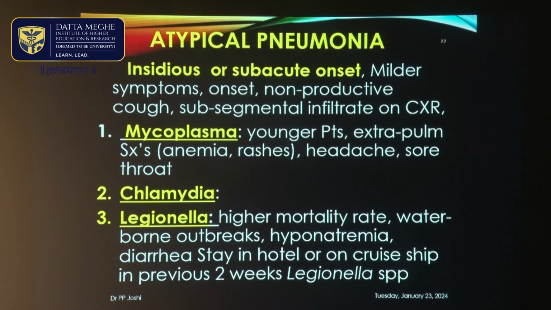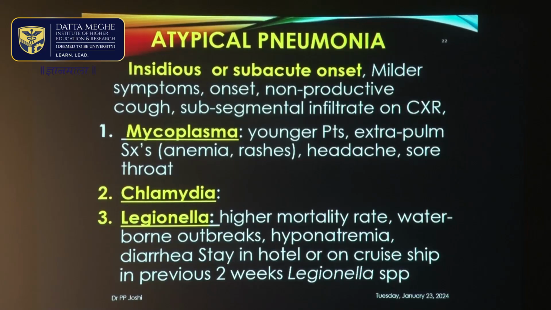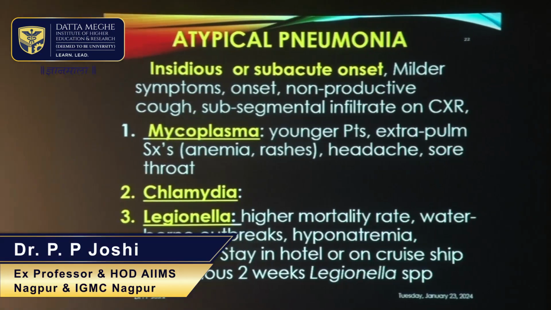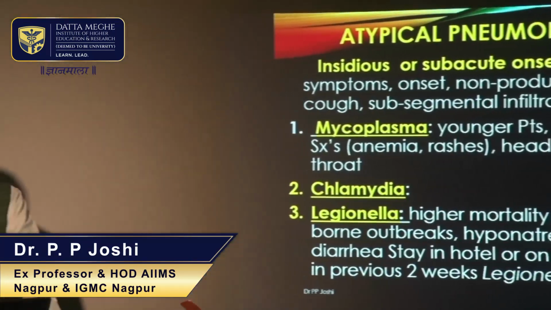The Chlamydia group of organisms are another group of organisms which cause atypical pneumonias. Legionella typically causes a high mortality rate and some waterborne outbreaks, which were first described in people who stayed in a hotel where the AC was contaminated.